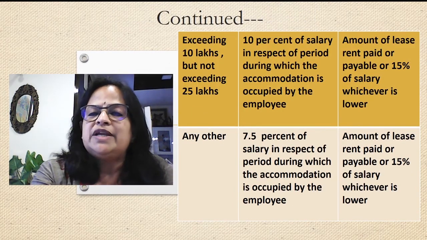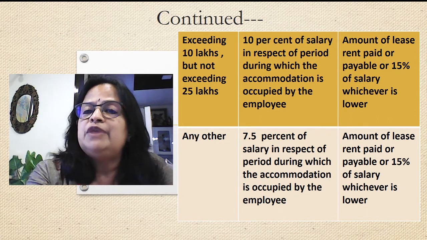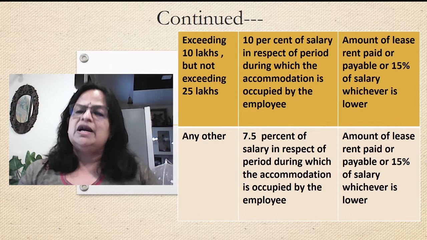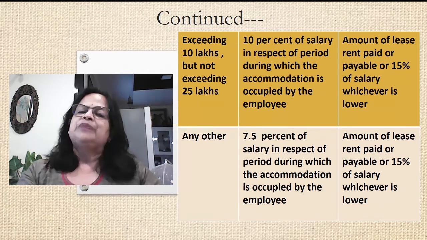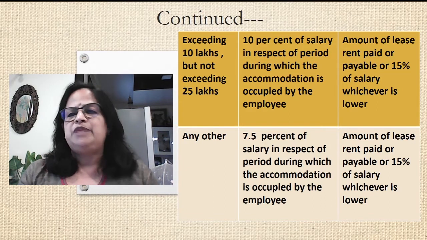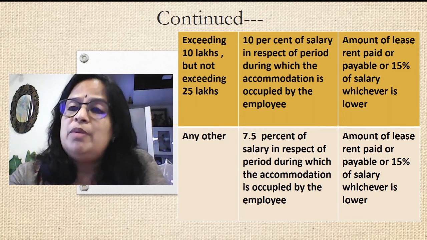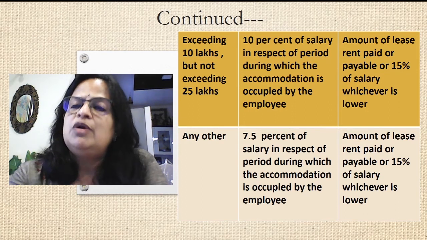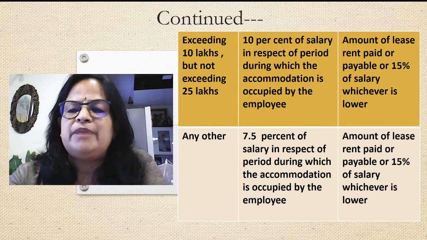Exceeding 10 lakhs but not exceeding 25 lakhs, 10% of salary. So this also is important in respect of the period during which the accommodation is occupied by the employee. One problem we will do, the employee is getting RFA only for a few months. Whatever the value of RFA we calculate, in that problem we have taken that for 8 months only he got RFA. So we will reduce the value of RFA to 8 months. So this third column is the same, that is when the house is not owned by the employer or is taken on lease by the employer. So actual rent paid or payable or 15% of salary, whichever is lower, will be the calculation. And City C is 7.5% of salary.